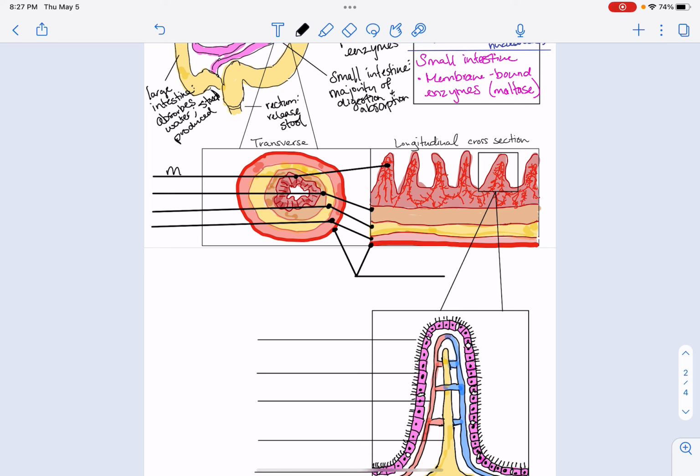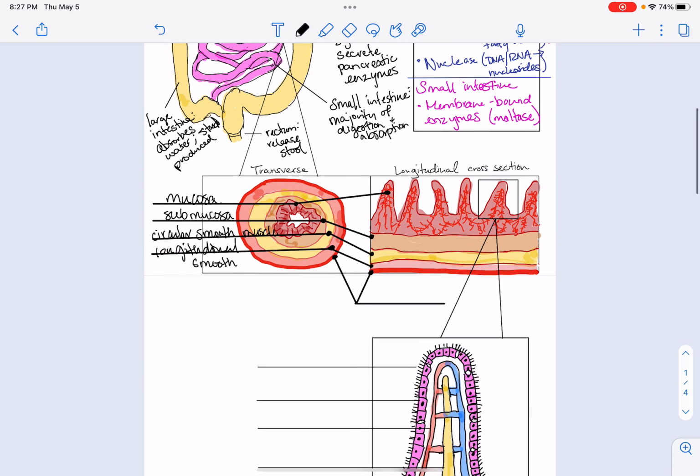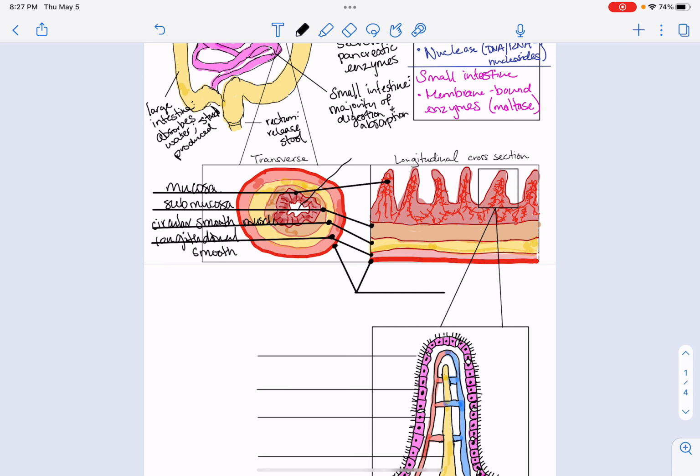So we have the mucosa, the submucosa, you have circular smooth muscle, then you have longitudinal smooth muscle, and then also, I didn't draw it, but the empty white space is the lumen. And then we have the serosa. Okay.